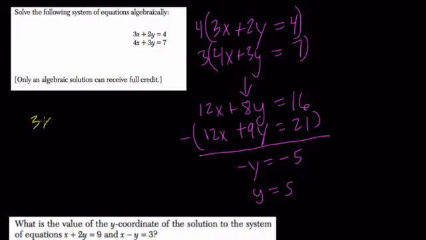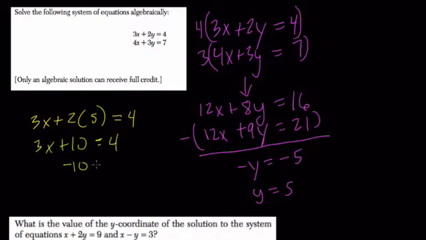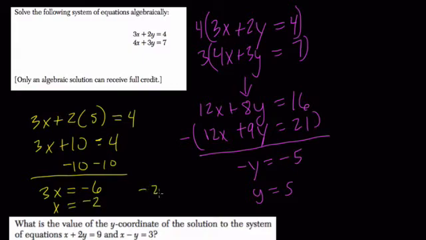So we know 3x plus 2y, so 2 times 5, equals 4. So 3x plus 10 equals 4. Subtract 10 from both sides, we get 3x equals negative 6, divided by 3, and x equals negative 2. So our solution, the point where they meet, is negative 2, 5.